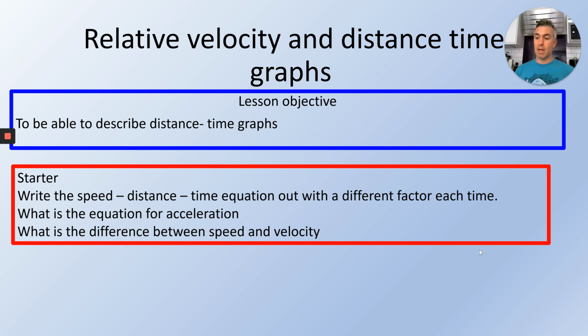lesson. So speed, distance, time, all linked together in an equation. Can you write out the equation 3 times with speed as the subject? Speed is equal to, and then distance is equal to, and then time is equal to. Then can you do the equation for acceleration? And then the last part, what is the difference between speed and velocity? Well, pause the video, answer the questions, unpause when you're done.